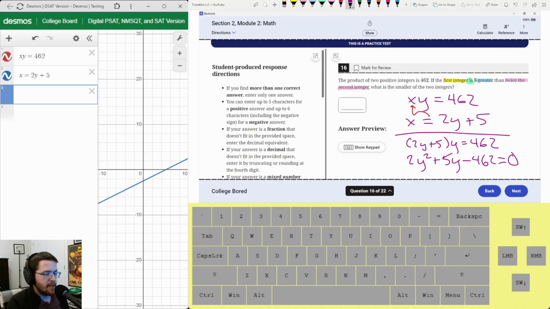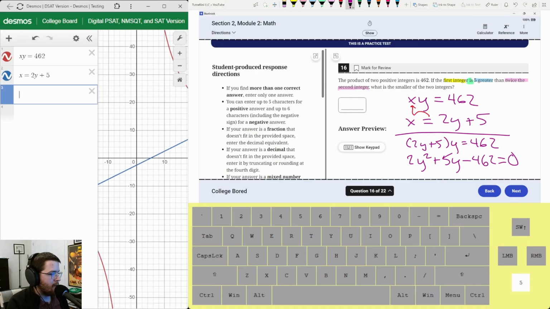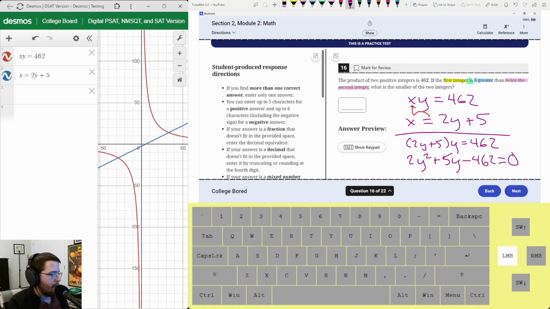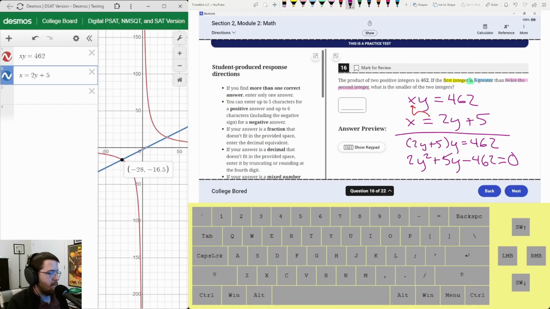Okay, guys. So I typed in the two equations, and now I'm just going to zoom out. And it looks like there's two solutions to this system. That one I just clicked on can't be right, though, because it says they're positive, and it also says they're integers. Negative 16.5 is not an integer, so it's kind of wrong for two reasons.